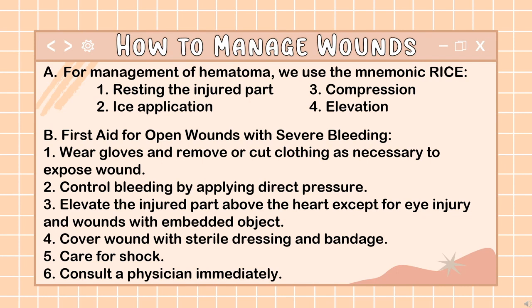Letter B. First aid for open wounds with severe bleeding: wear gloves and remove or cut clothing as necessary to expose the wound. Control bleeding by applying direct pressure. Elevate the injured part above the heart, except for eye injury and wounds with an embedded object. Cover the wound with sterile dressing and bandage. Care for shock. Lastly, consult a physician immediately.